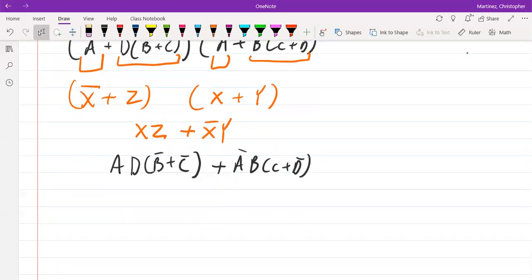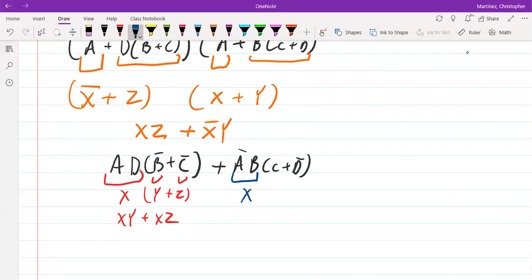And how am I going to work on this product here? I'm going to take AD to be X. I'm going to take this to be Y with a Z. And that would turn out to be XY plus XZ. I'm going to do the same thing in blue over here. I'm going to say A bar B is X, C is Y, D bar is Z.